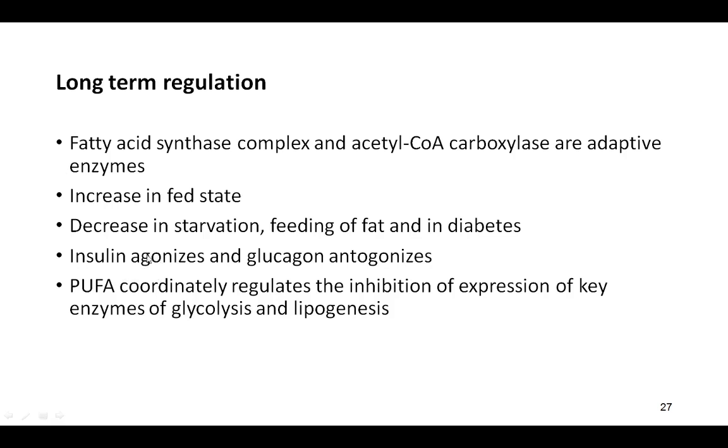Insulin agonizes, meaning insulin promotes fatty acid biosynthesis. Glucagon inhibits fatty acid synthesis. And polyunsaturated fatty acids inhibit the expression of enzymes of lipogenesis and glycolysis.